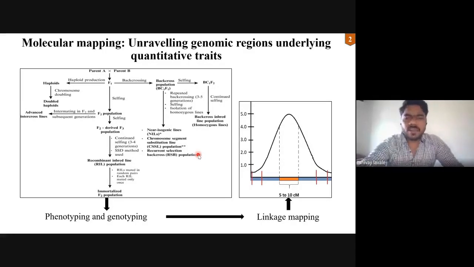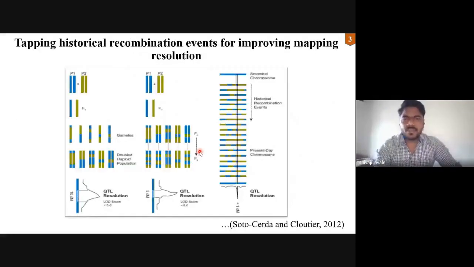Alternatively, if we can use a collection of germplasm or a collection of landraces where a large number of historical recombination events or mutational events have occurred, we can improve the resolution of QTL up to 1 centimorgan, which is far better when compared to RILs or double haploid populations. So what is the approach where we can use this kind of population? The approach is association mapping or GWAS.